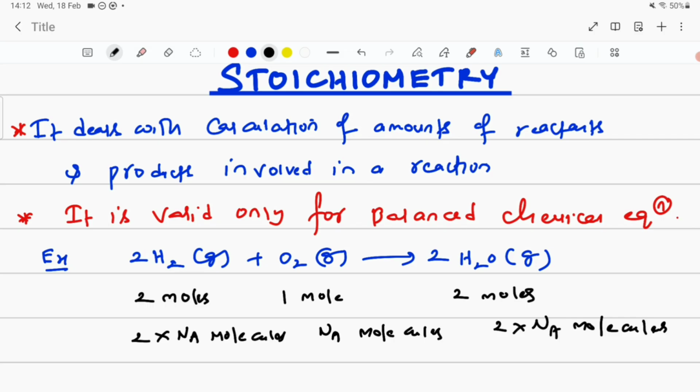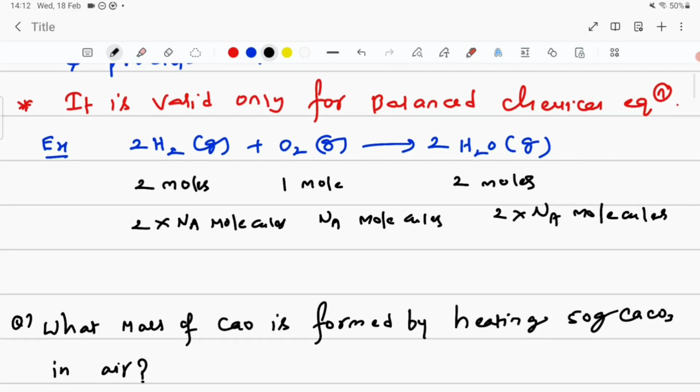In simple terms, stoichiometry means the quantitative relationship between reactants and products, or the calculation of amounts of reactants and products by using balanced chemical reactions. Let us enter into the calculation part.